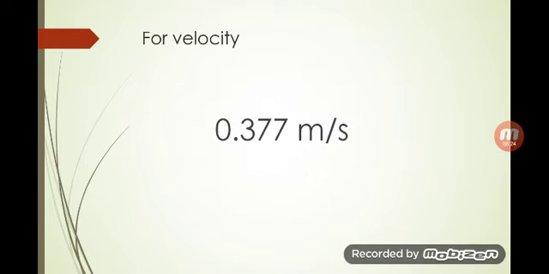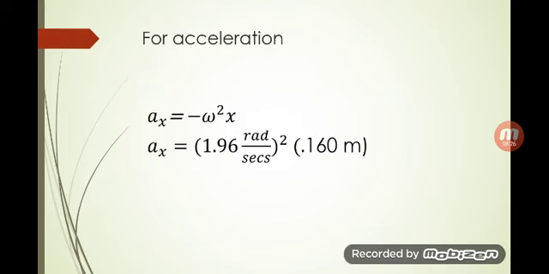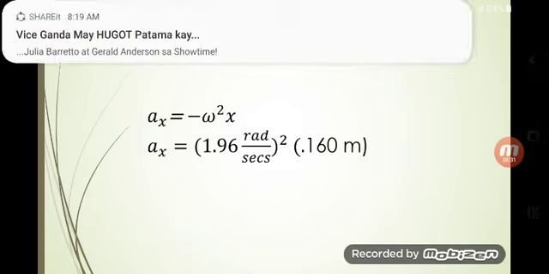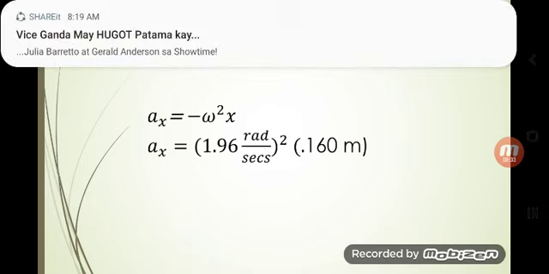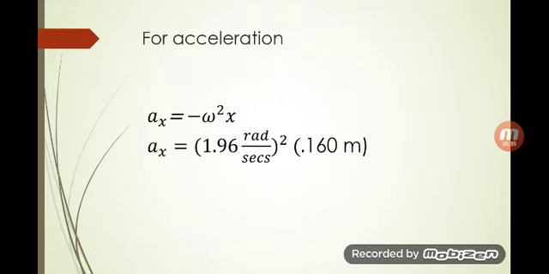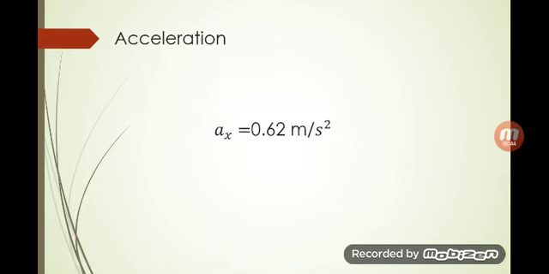is 0.377 meters per second. Now, the equation for acceleration is negative angular velocity squared times x, with the angular velocity from before, 1.96. So acceleration is 1.96 squared times 0.16 meters. Neglect the negative because it's been squared, and you'll get 0.62 meters per second squared. And that's all the problems there are for chapter 14. Hope you learned something. Bye bye.